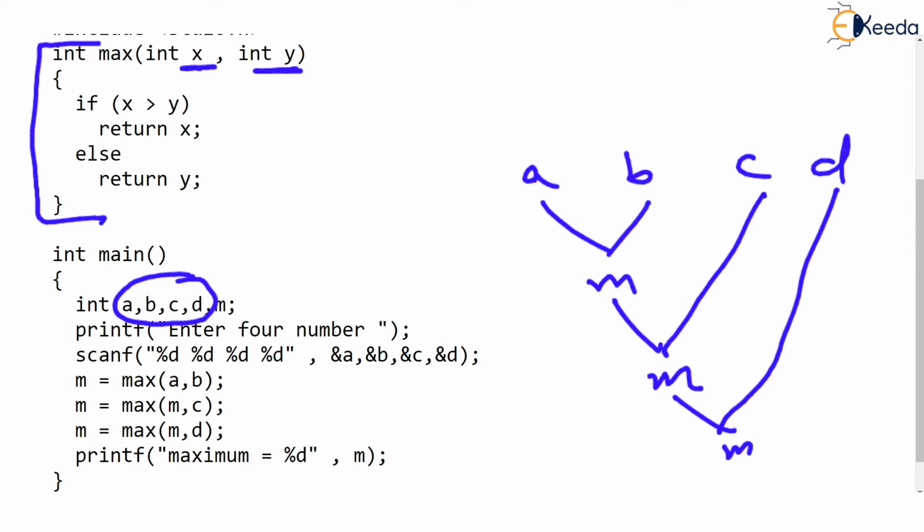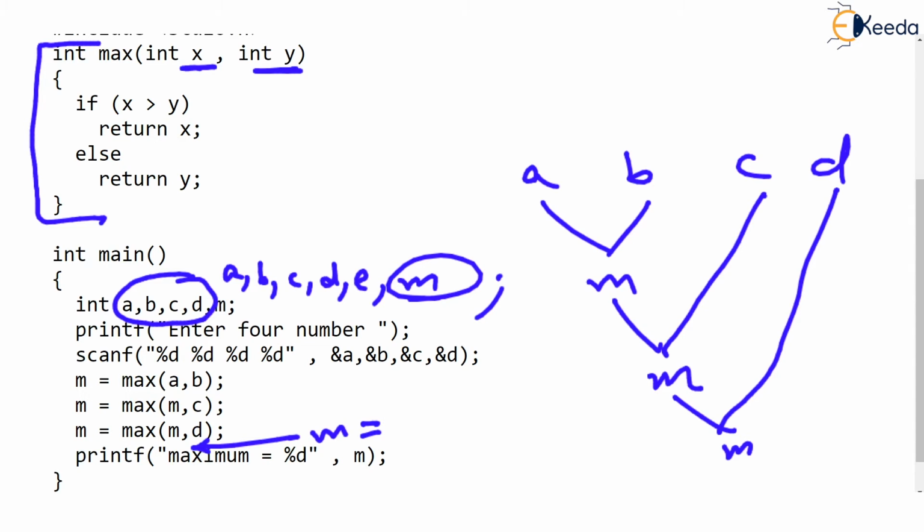So what if there were 5 numbers? Think over it. If we had A, B, C, D, E and M should be the largest. So now, sir, you simply add one more line here: M is equal to max of M comma E. But can you imagine checking the largest between 5 numbers using nested if? This is the concept of function. Functions ease our problem. They make our problem easier.